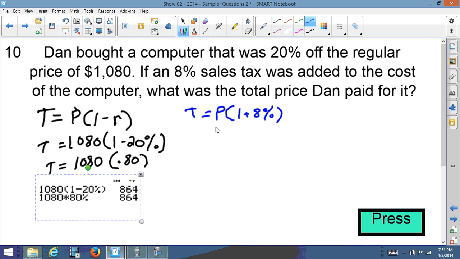So our new price is 864, and 100% plus 8%, that'll give us 108%. So I'm just going to type that in because you're paying more than 100% of the price. You're paying the total price plus 8%. That's where the 1 plus the 8% comes from. But I'm going to type in the regular parenthesis so you can see that amount.